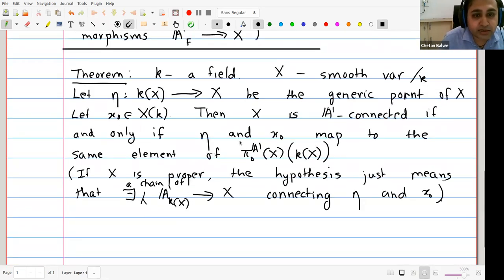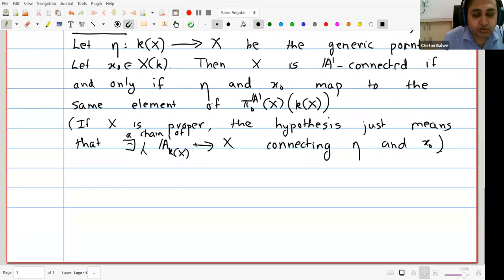The point here is that you don't really need to care about any other points. You only need to care about the generic point. The idea of the proof is that, of course, if you can connect eta to x naught, then obviously there's a whole open subset of X which you can drag to x naught. So then you have to worry about the points which are outside. And you just do a little bit of trickery for that. And that's the basic idea of the proof.